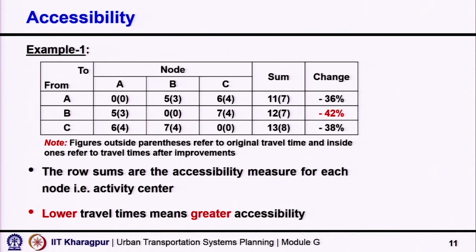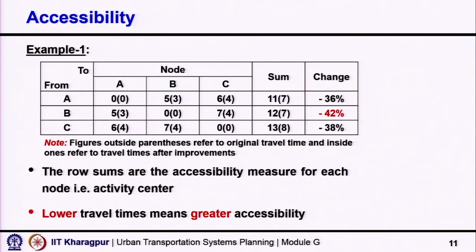Let us look at this example 1. The table has 3 zones A, B, C, and the movements are taking place, and you can see in each cell I am showing 2 values, right. One value is within brackets and one is outside. The outside value indicates what is the present travel time.